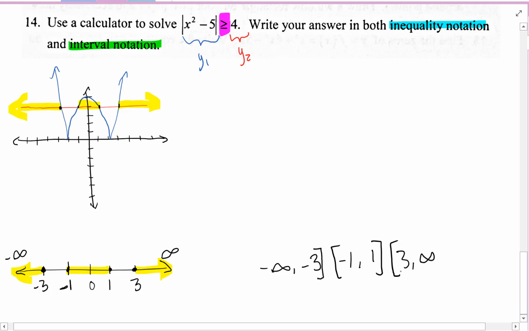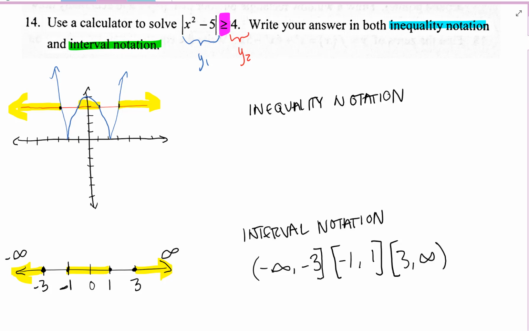But infinity never has a bracket around it. It's always parentheses because you cannot include infinity. Infinity is just a concept or a direction. You are not required to put the union signs in between.